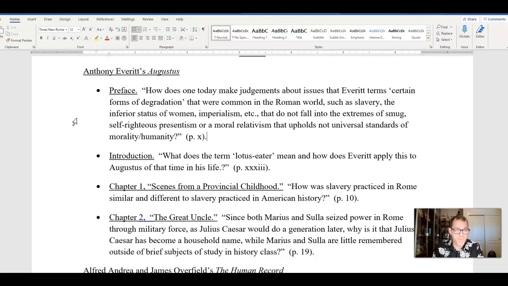So for example, from the preface, the question for my sample here says, how does one today make judgments about issues that are certain forms of degradation that were common in the Roman world, such as slavery, inferior status of women, imperialism, etc., that do not fall into the streams of smug, self-righteous presentism or a moral relativism that upholds, there's a typo there, no universal standards of humanity or morality.